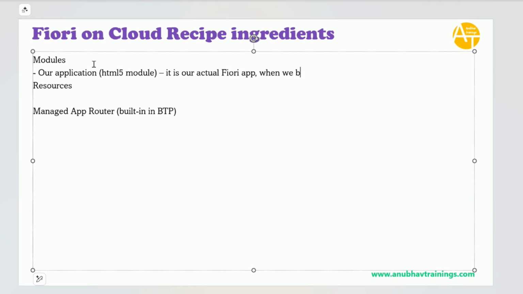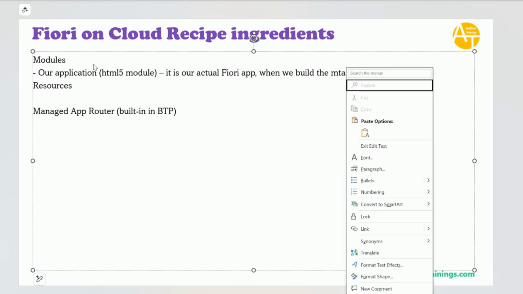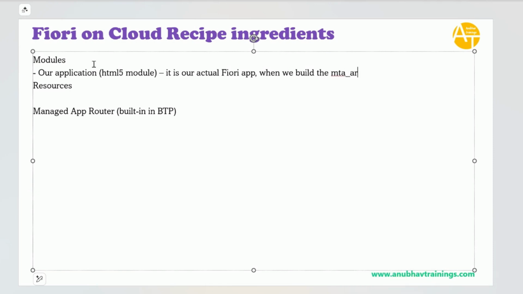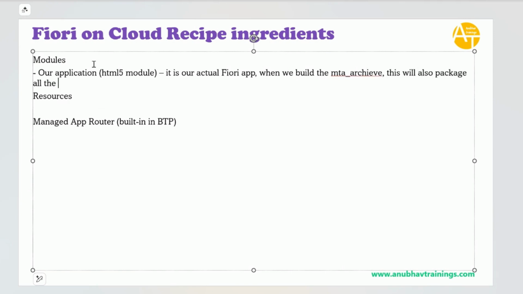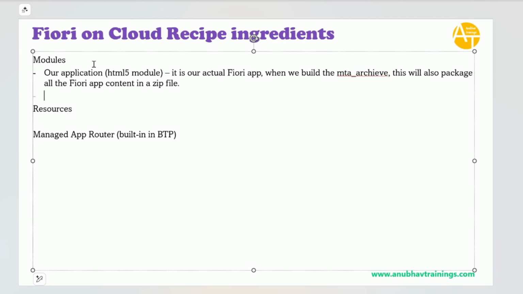When we build the MTA archive, you have to build them too. So at the time of building the archive, this will also package all the Fiori app content in a zip file. That's what the first module is.